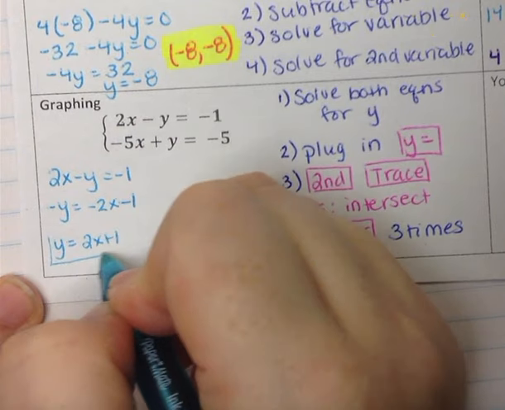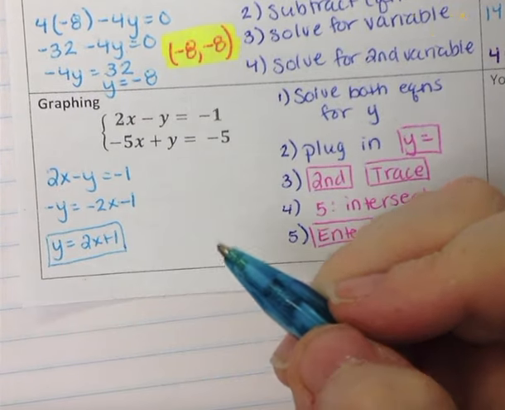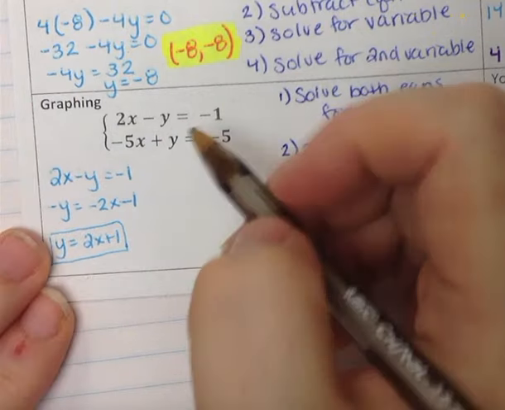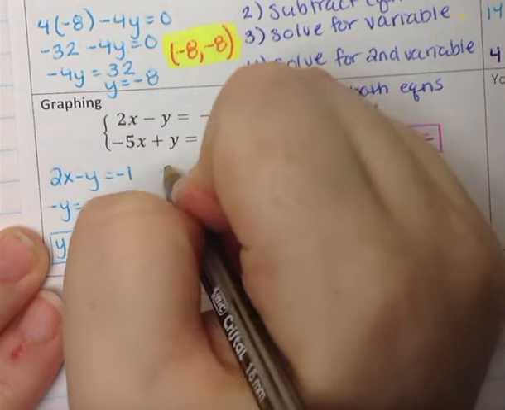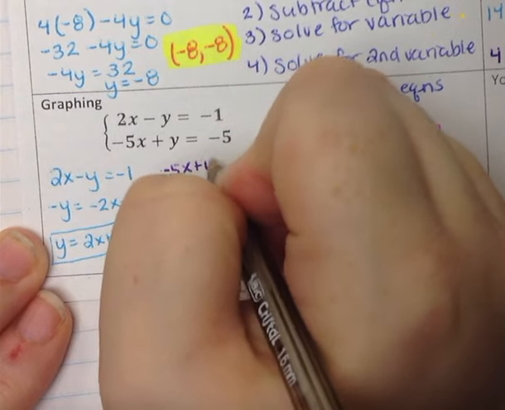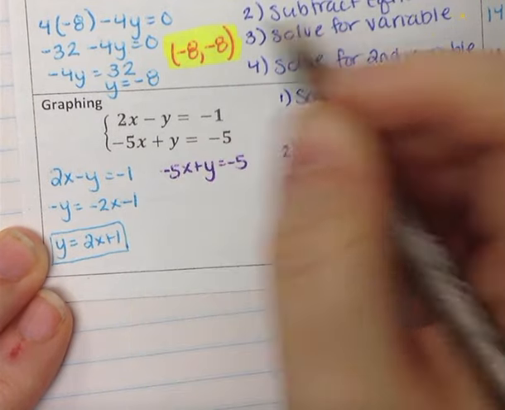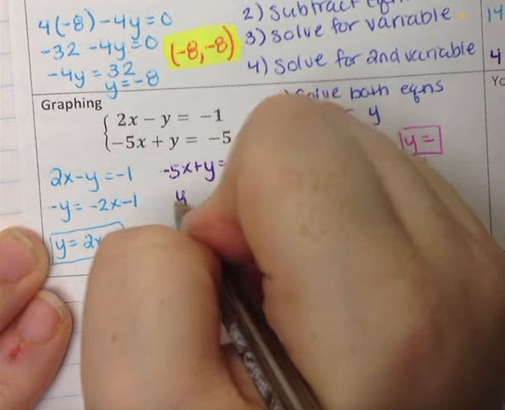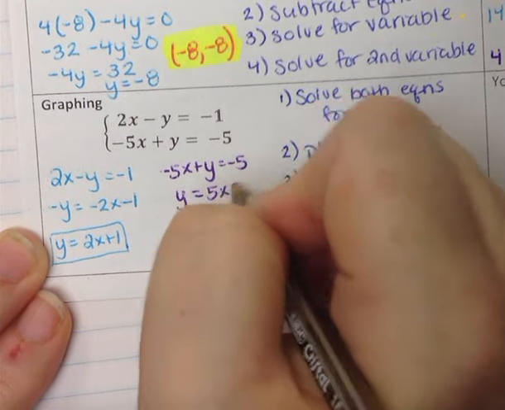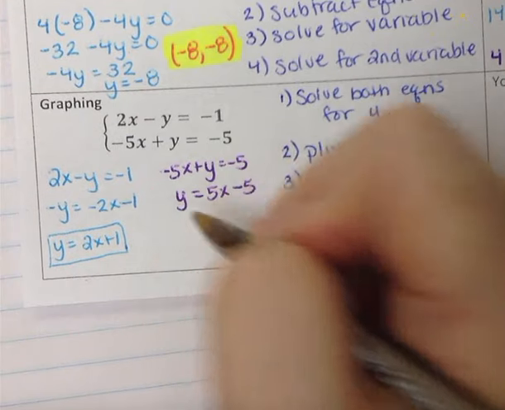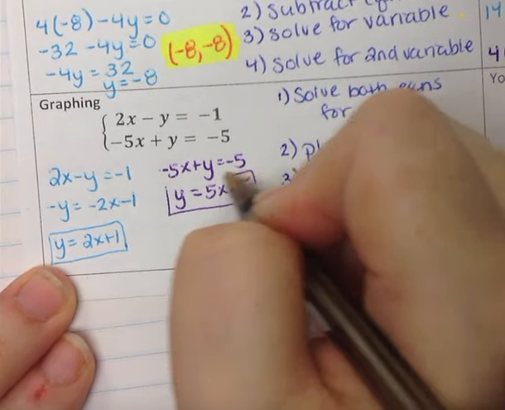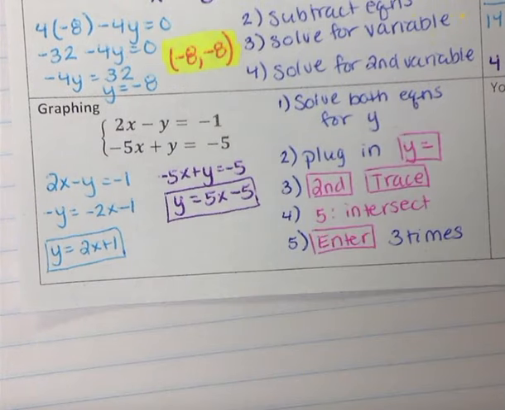So this is my first equation that I'm going to type into y equals. And then for the second one, I'm going to do in purple. I have -5x plus y equals -5. I need to add the 5x to the other side, so I'll have y equals positive 5x minus 5. Now the y is by itself, so I have solved for y on this one. Now that we have them both equal to y, we're going to go to our calculator.